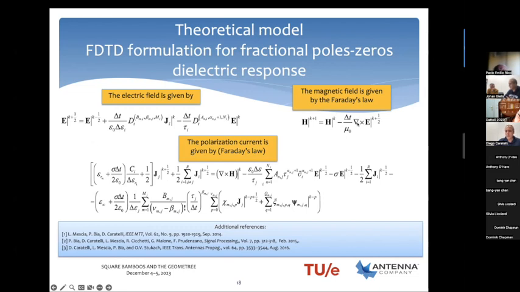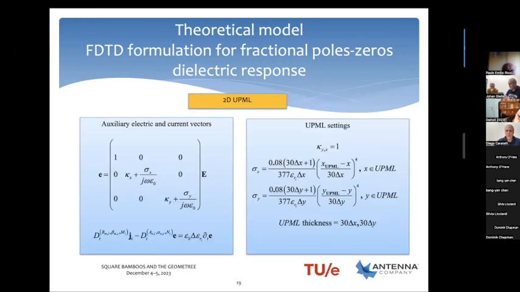And once the electric field is known, we can evaluate the magnetic field using Faraday's law. So at this moment, we are able to evaluate the electromagnetic field distribution at any point in time and space within our dispersive medium using the FDTD algorithm. The FDTD algorithm, of course, requires a finite grid to be implemented, since our computers are finite in terms of resources.